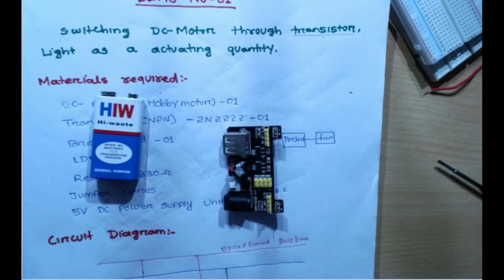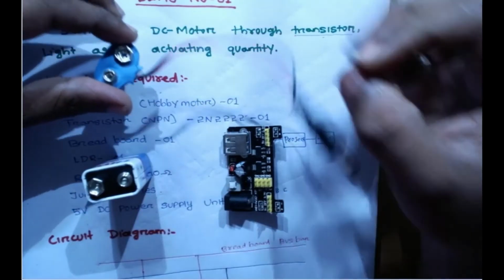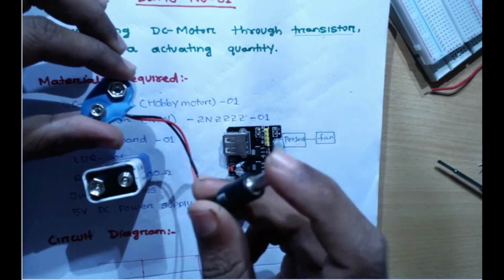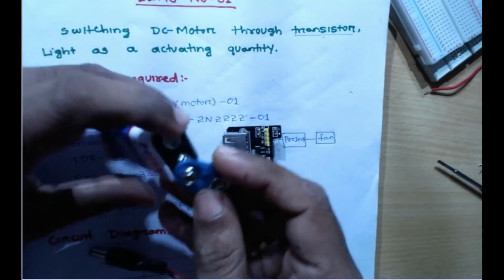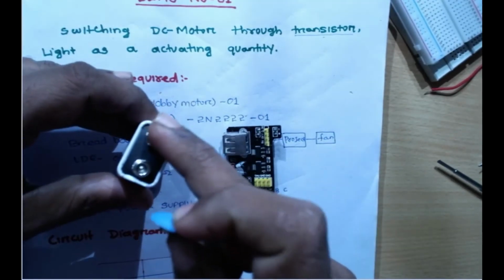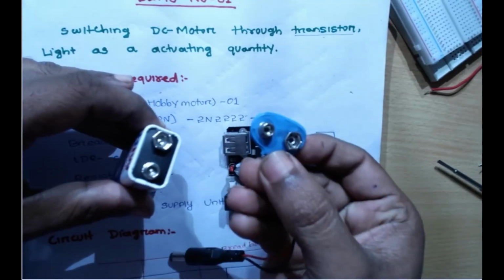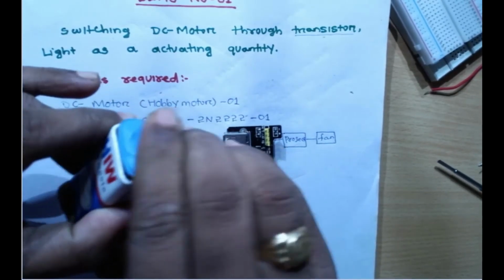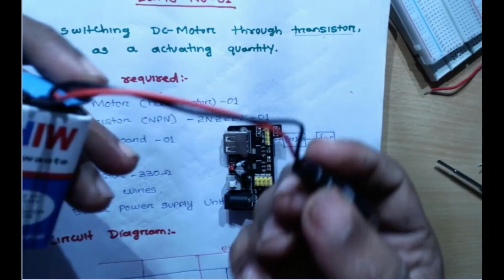How can I connect? I will take the help of a 9 volt battery clip. This is the battery clip, and this is the DC volt jack. You get 9 volt from this jack. How will I connect? See it carefully. This is the bigger size, this is the smaller. Insert the smaller into the bigger one and press it. Now my 9 volt source is ready.